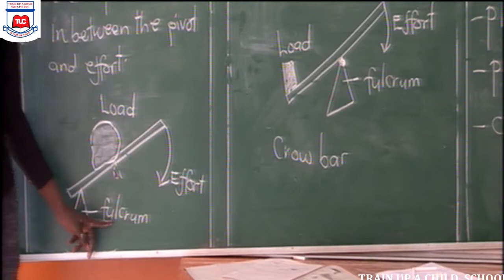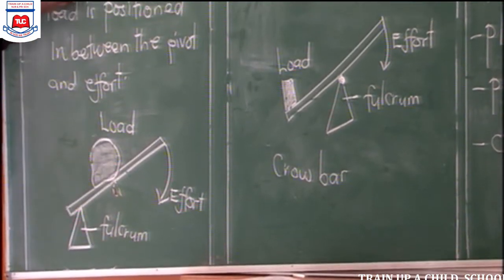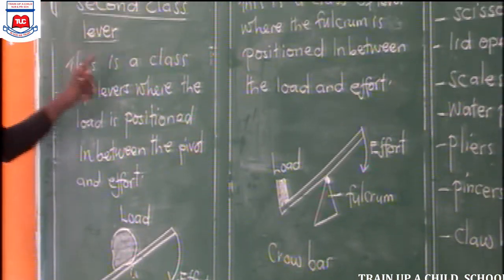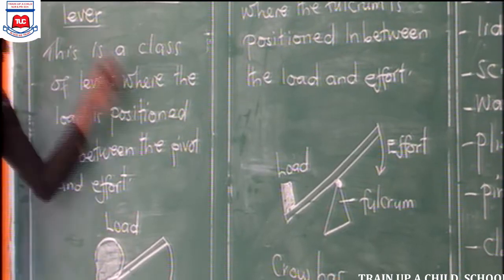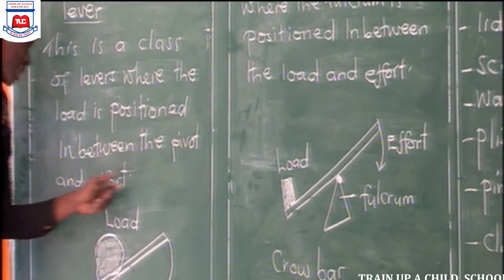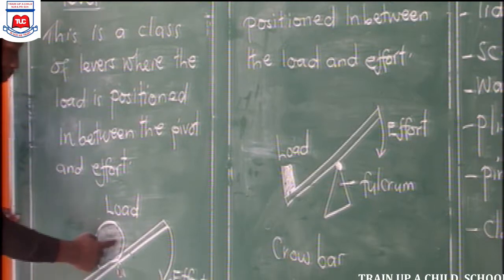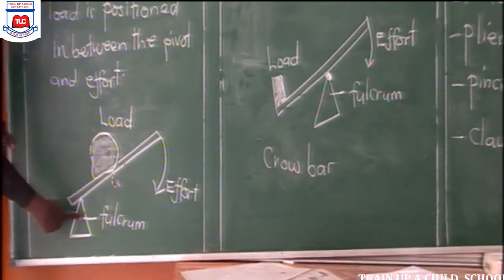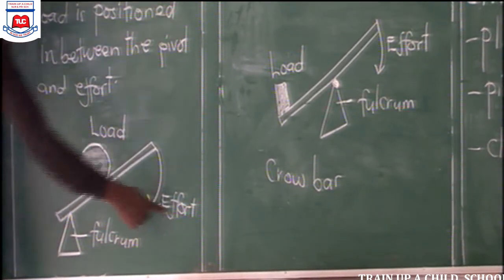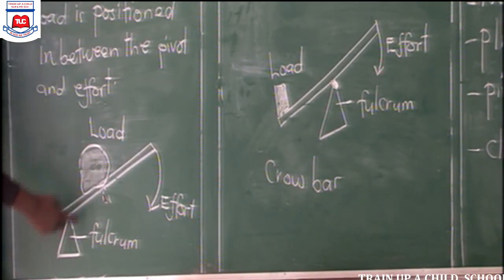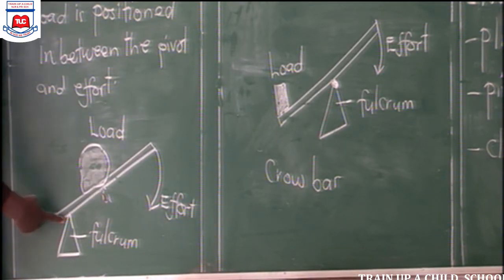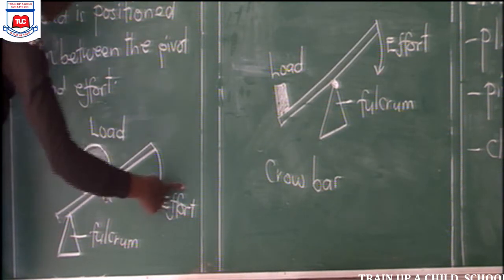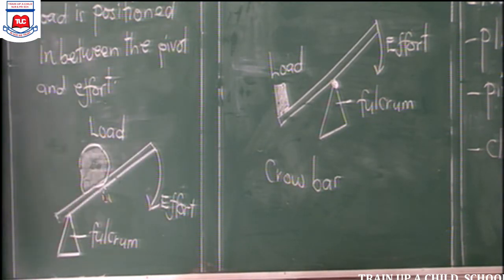effort, and fulcrum. But remember, in the definition, we said second class lever is a class of levers where the load is positioned in between the pivot and the fulcrum. So this is the load, and the load is in between the fulcrum and the effort. So we find the load in the middle of these two parts of a lever. At one extreme end, we shall have the fulcrum, and at the other extreme end, we shall have the effort. Then the middle, the load. As simple as this.